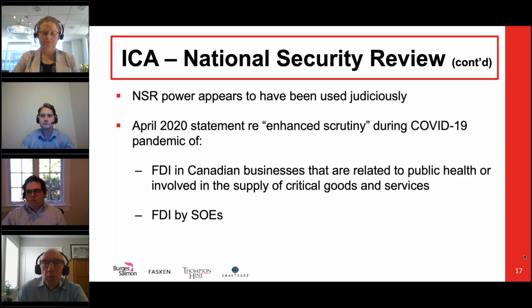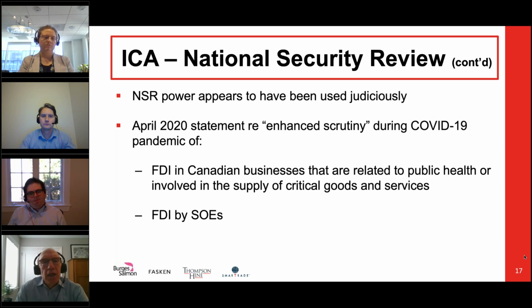Now, an important point, this enhanced scrutiny can only be under the national security provisions because there is no capability to apply enhanced scrutiny to non-reviewable transactions that are not subject to net benefit review, which, as I mentioned, ordinarily is subject to a very high threshold and would catch very, very few transactions, specifically 9 in the fiscal year ended 2019.